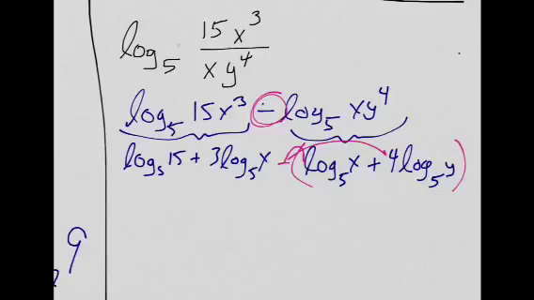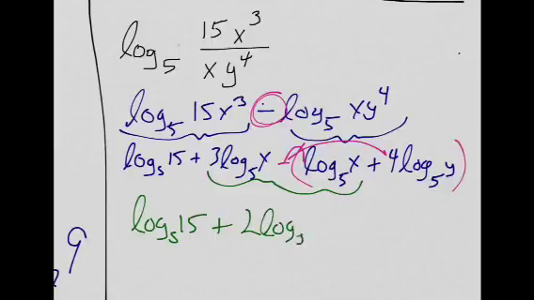Now when I look at that, here's a log of x and here's a log of x. I can combine those together. Log base 5 of 15, 3 log of x minus the log of x is going to be 2 log of x. And this minus the 4 makes that minus 4 log base 5 of y.